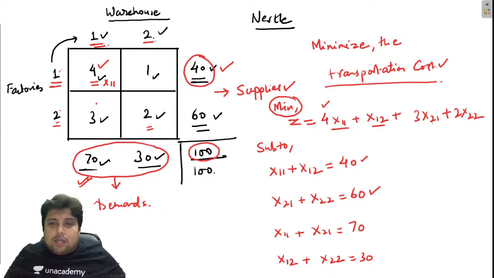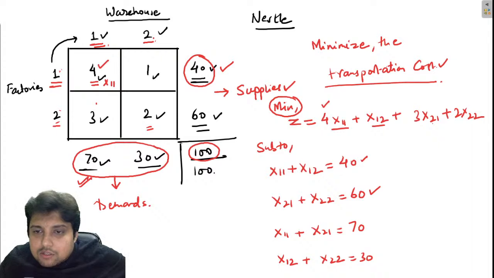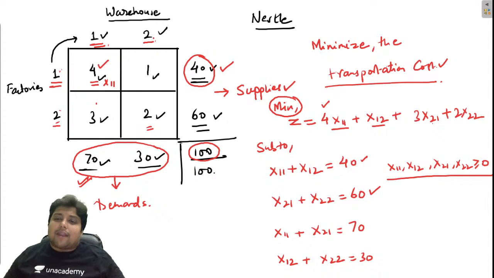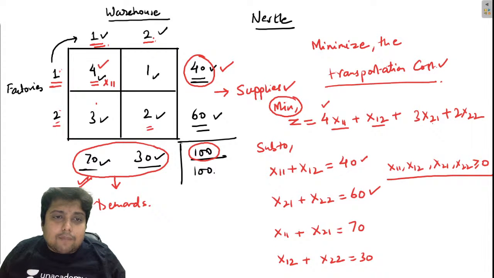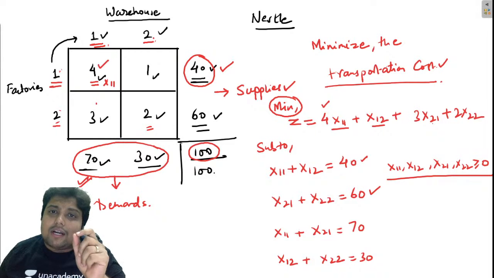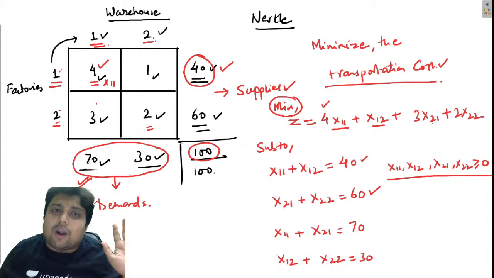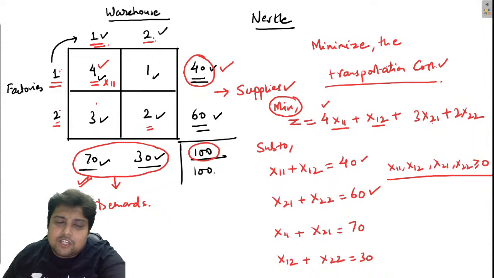So now guys, I will write one more constraint, that is x11, x12, x21, x22 all greater than or equal to 0. Why am I writing this? Because either a product will be transported from factory 1 to warehouse 1 or it will not. So the value of x11 will be positive or 0, but the products cannot be negative. I hope you are getting my point. That's why I'm writing all the variables are greater than or equal to 0. That means they are in the first quadrant. Correct? Now check this out, my friends.